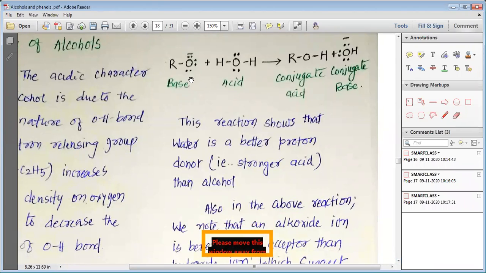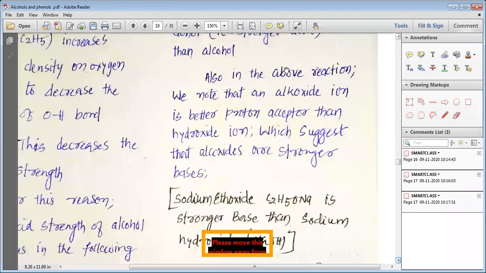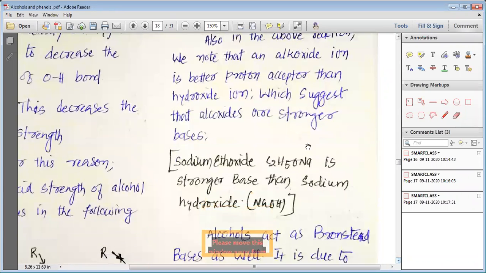You can see that in this reaction the alkoxide RO minus reacts with water to give us alcohol. That means alcohol can be easily produced by the reaction, and the reaction moves in the forward direction, and that is why we can say that water is a better proton donor as compared to alcohols. So alcohols are weaker acids as compared to water. Also in the above reaction, we note that an alkoxide ion is a better proton acceptor than hydroxide ion, which suggests that alkoxides are stronger bases.